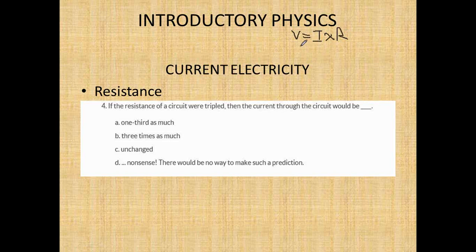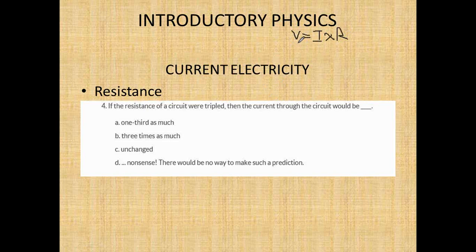So current, all right, so you don't have to write. So if the resistance of a circuit were tripled, so if this was tripled, the current would be what? So remember, if you have a circuit, the voltage is going to be constant.